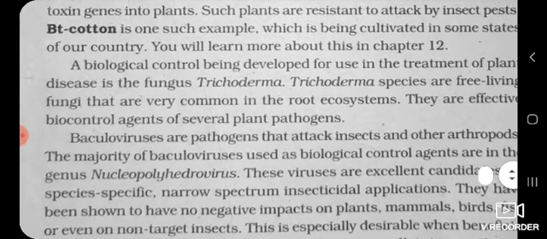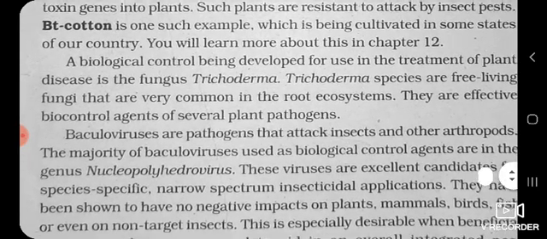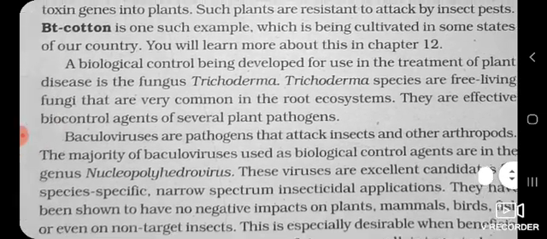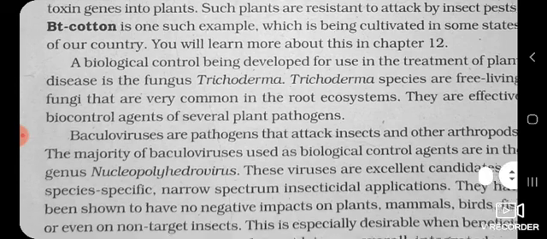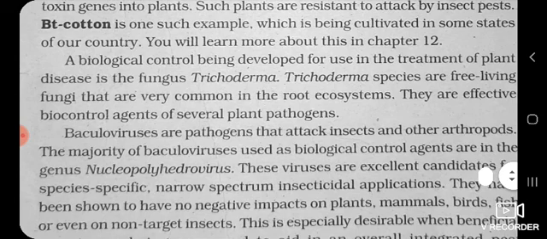Now see here, BT cotton is one such example which is being cultivated in some states of our country. The cotton variety which has the gene of Bacillus thuringiensis is called BT cotton, and such a cotton variety is resistant to pests. Any pest does not damage this cotton variety because it has a gene from the Bacillus thuringiensis. That's why it is called BT cotton.